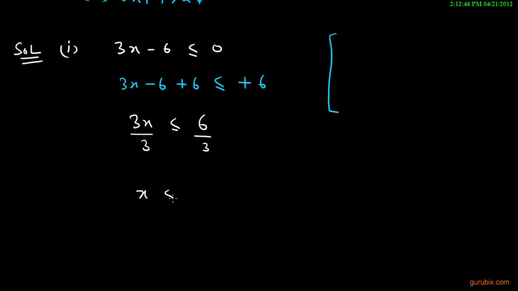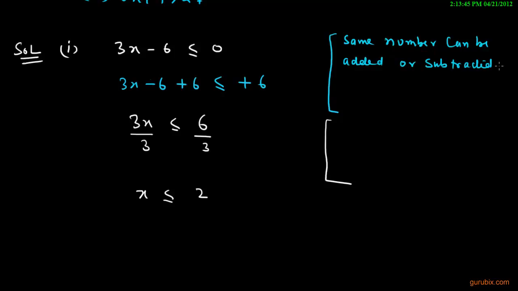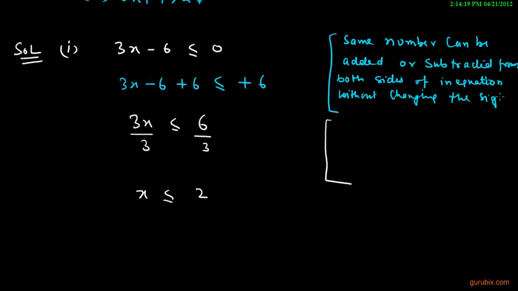Then it will be x less than or equal to 2, and the rule here is that both sides of an inequation can be multiplied or divided by the same positive real number without changing the sign of inequality. Because we divided by a positive number, we need not reverse the sign of inequality. So we shall write the rules here. The same number can be added or subtracted from both sides of an inequation without changing the sign of inequality.